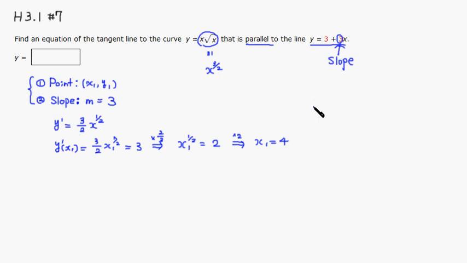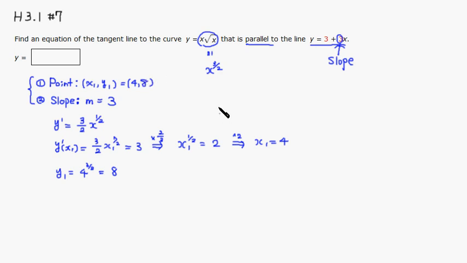So now we found x1. x1 is 4. Then y1 is simply, you can plug 4 into the original function. So y1 is going to be 4 to the 3/2 power. The 1/2 power is the square root, and the square root of 4 is 2. Then raise that to the third power. 2 to the third power is 8. So y1 is actually 8.